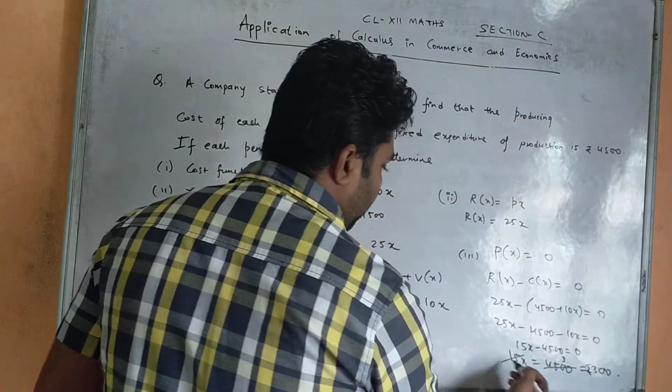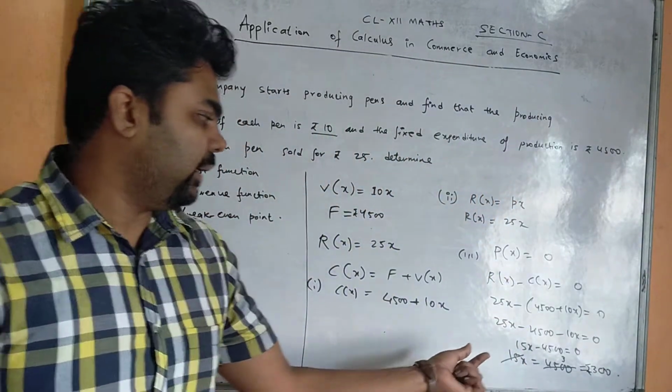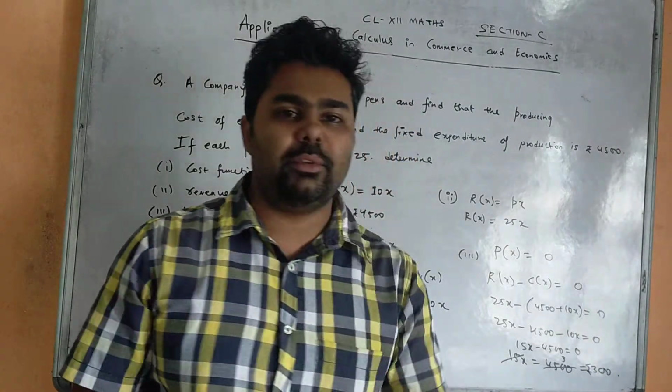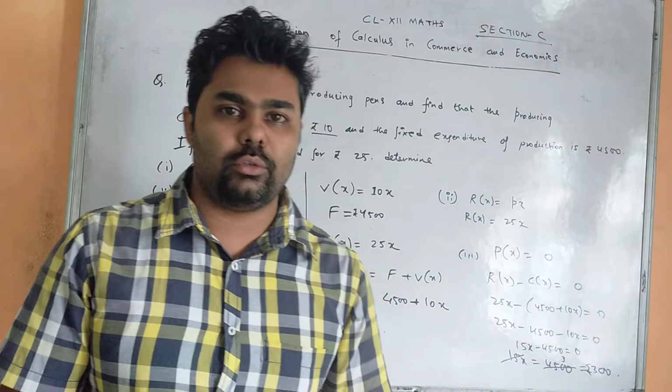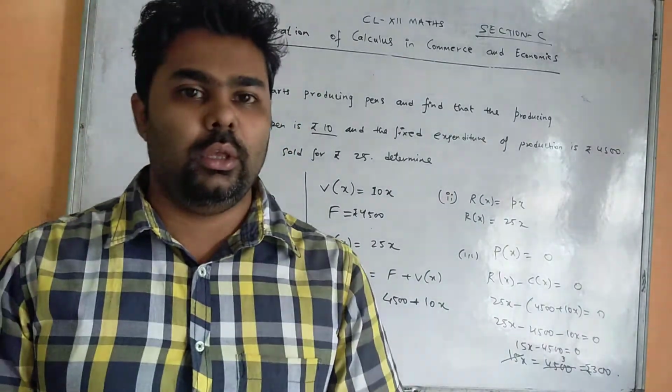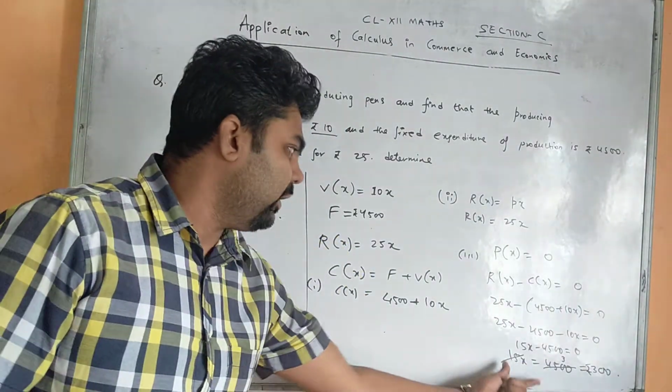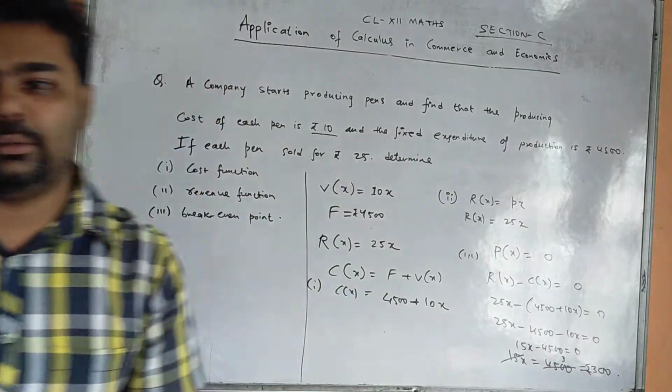So what is our break even point? Our break even point is 300. That means at selling 300 pens we will neither face loss nor gain. Okay, so this is the break even point and this is the break even condition.